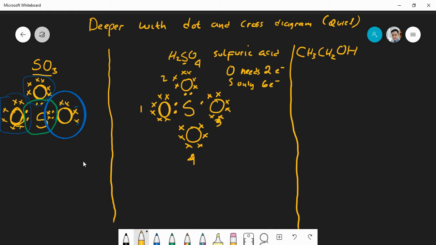If you put all of those 2 in here, then this fourth oxygen will not get an electron at all. So the solution will be just to divide 1 and 1, like 1 each. So let's see. Let's erase that, and then give 1 each. So 1 electron in here and 1 electron in here.